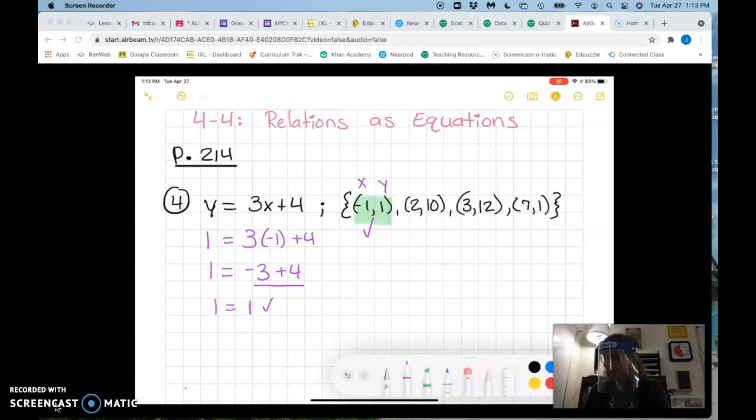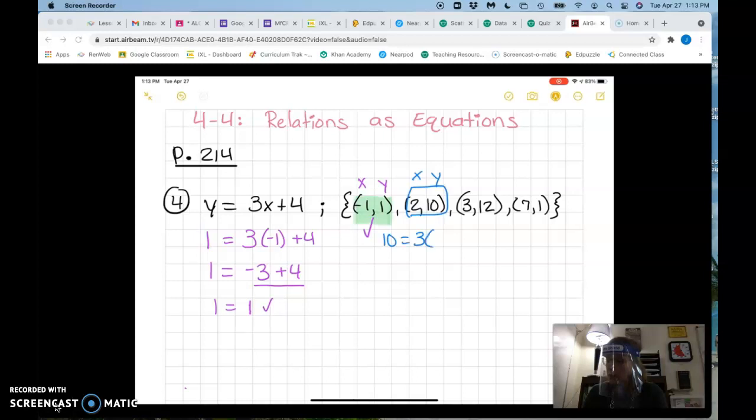So I'm going to do another one. And this time I'm going to plug these in for x and y. So I'm going to say 10 equals 3 times 2 plus 4. 3 times 2 is 6. 6 plus 4 is 10. Does 10 equal 10? Yes, again, that one works.